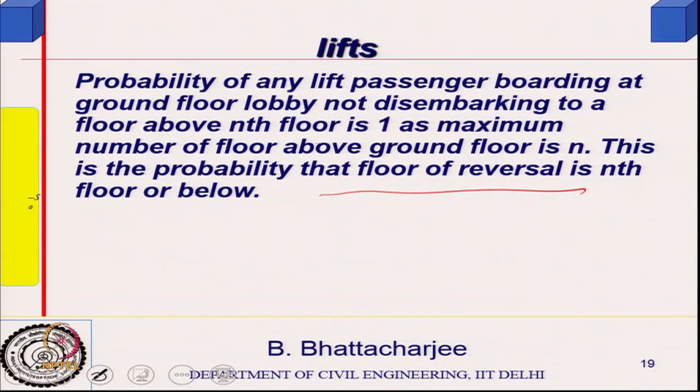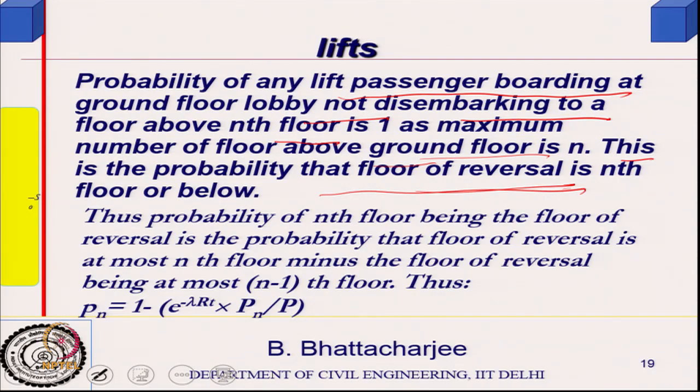So if this is the floor of reversal, the probability of a lift passenger boarding at the ground floor lobby not disembarking to a floor above the nth floor is 1, because there is nothing above n, and there is no floor above the ground floor. This is the probability that the floor of reversal is the nth floor or below.